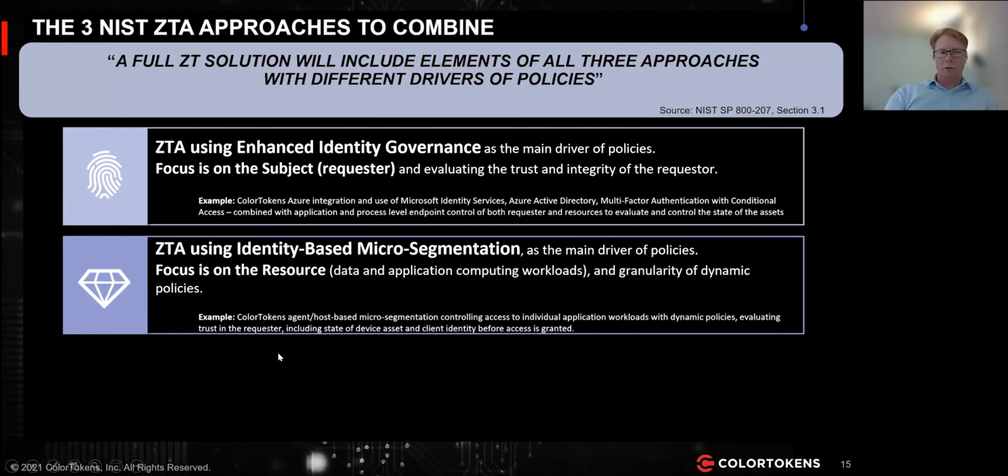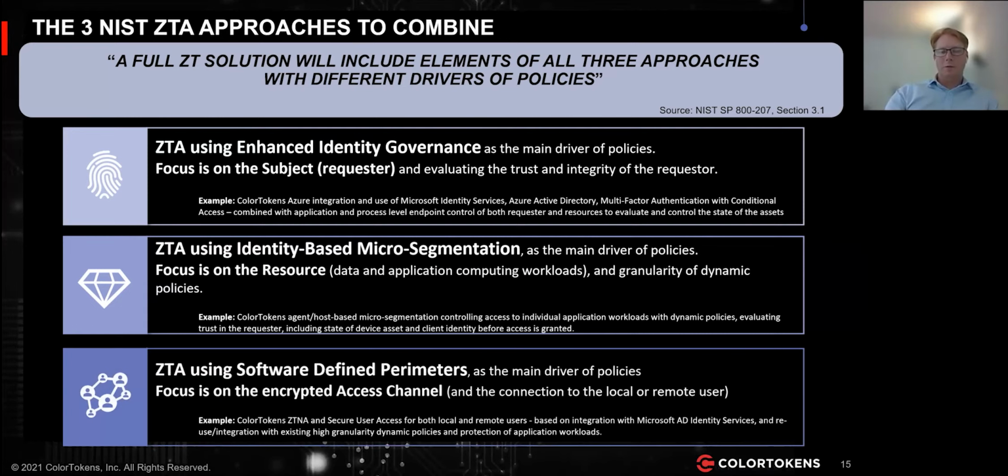We will also take the approach to use zero trust architecture using what we call an identity-based microsegmentation approach, where that is the driver of policies, where the focus now is on the resource that we need to protect, moving it from the requester to the resource. And here, granularity of these policies is of high importance. And then the third approach that we will also have a look into is using zero trust based on what we also call software-defined perimeters or encrypted access channels, where the focus here is on the encryption part of having an encrypted channel, and can do that in combination.